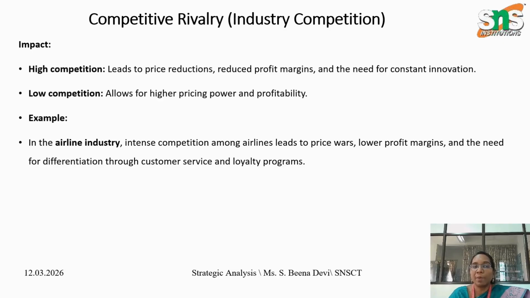When high competition prevails, competitors or organizations will try to reduce prices so that they can attract customers, which reduces profit margins. Low competition allows for higher pricing power and profitability. When there is no competition or very little competition, the organization will automatically go for higher pricing policies. For example, in the airline industry, there is intense competition among airlines that leads to price wars, lower profit margins, and the need for differentiation through customer service and loyalty programs.